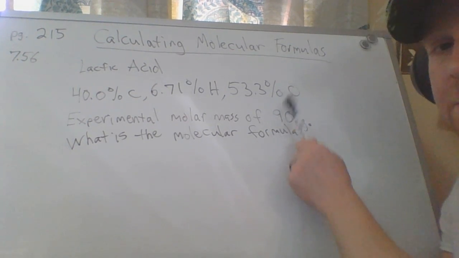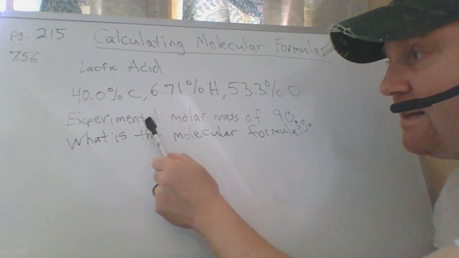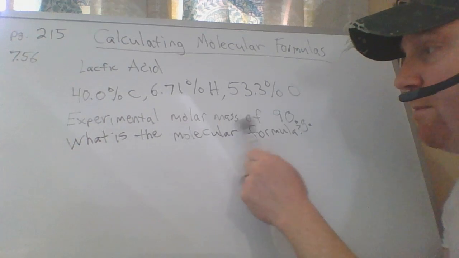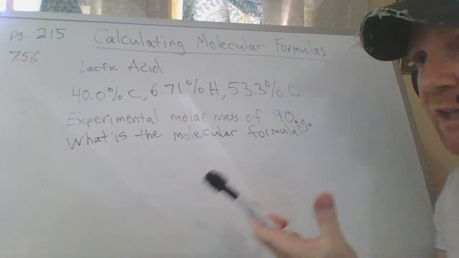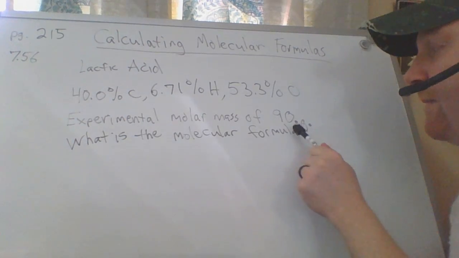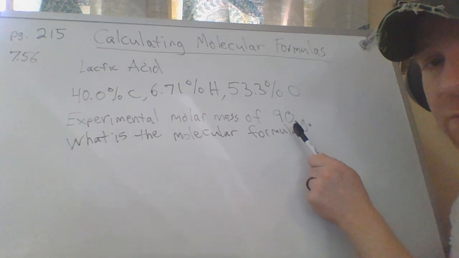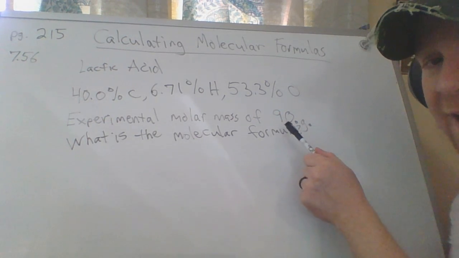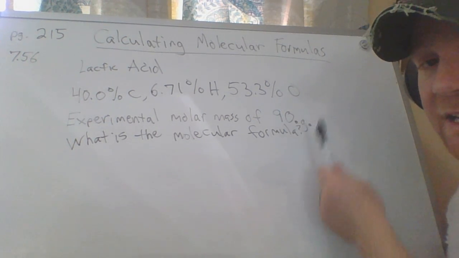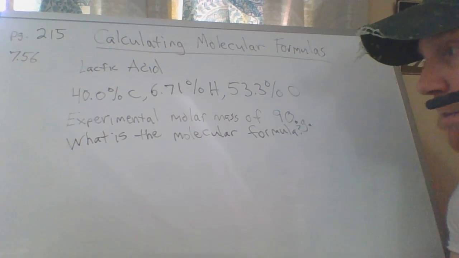Here's the difference with molecular formulas compared to empirical. It tells us that the experimental molar mass in some sort of laboratory experiment tells us that actual lactic acid has a molar mass of 90. I thought that was cute. They actually put the decimal in the textbook, 2 sig figs, 90 grams. Okay. And the question is, what's the molecular formula?